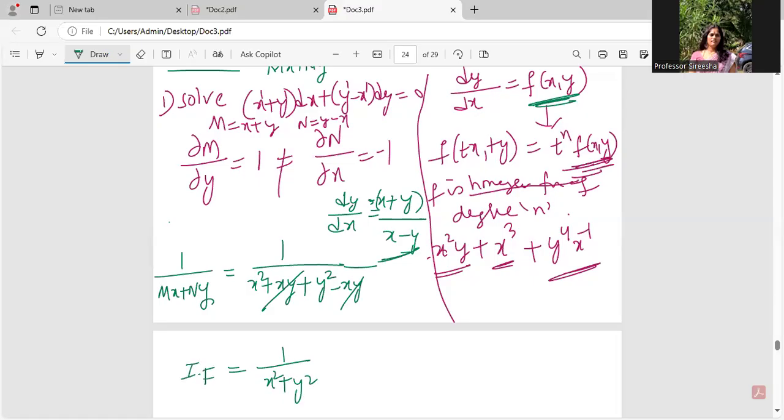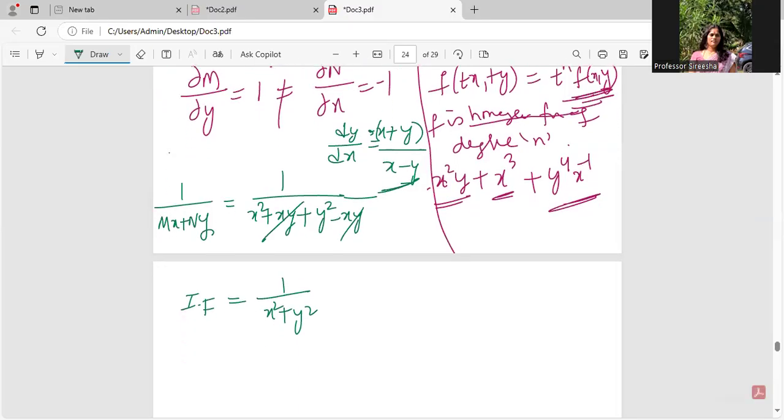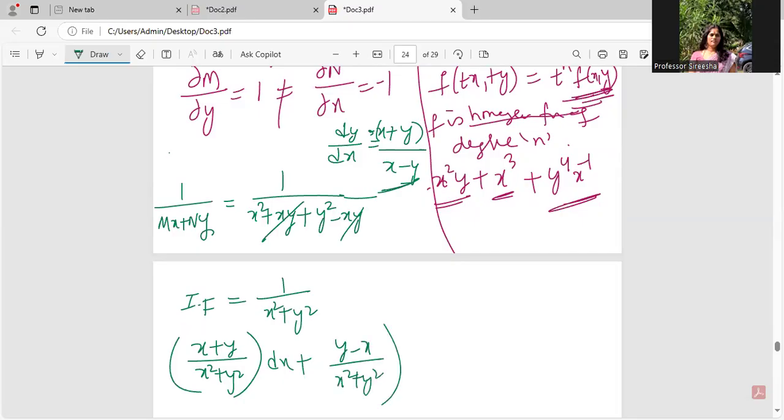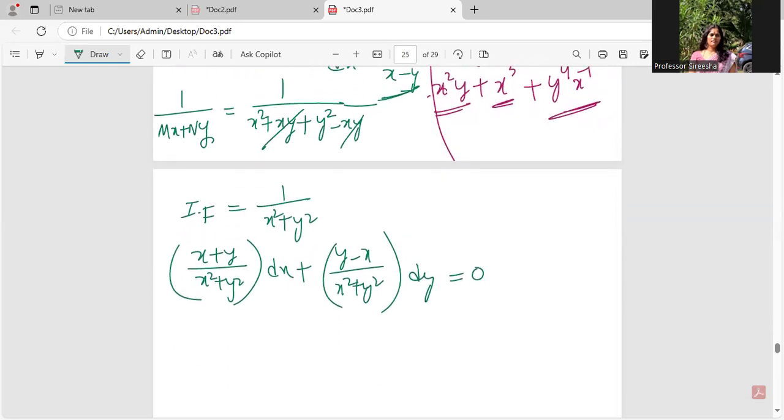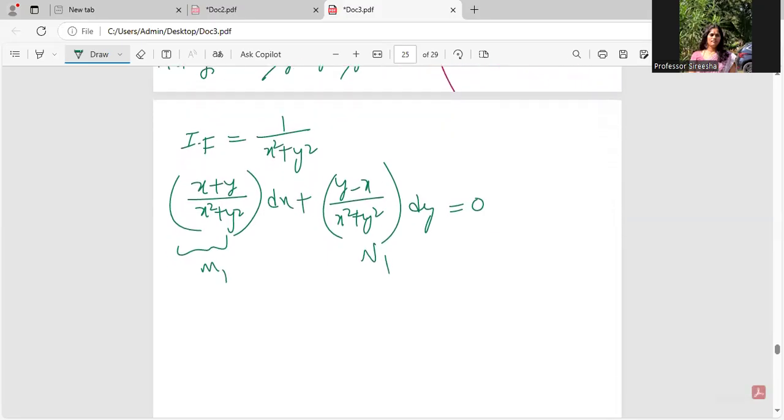What should I do with the integrating factor? Multiply the equation with the integrating factor. So x plus y by x squared plus y squared dx plus y minus x by x squared plus y squared dy is equal to 0. Let this be M1, let this be N1. Check for exactness again for M1 and N1.